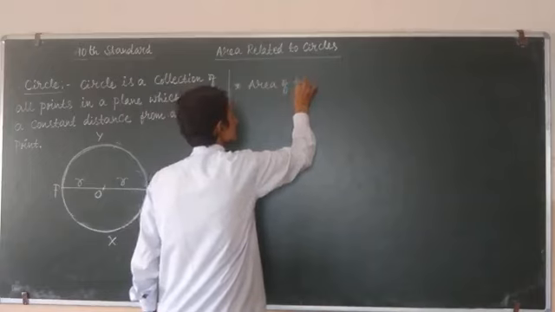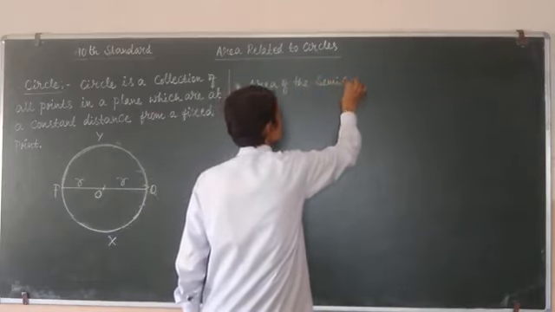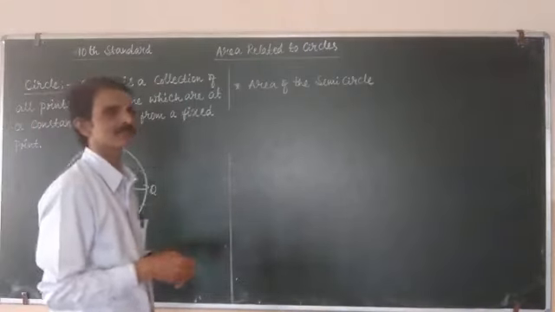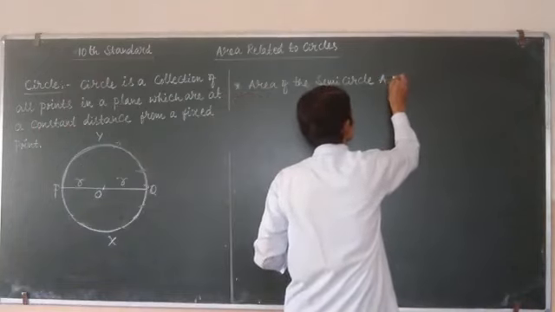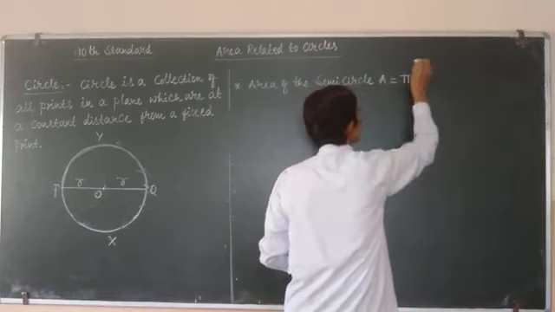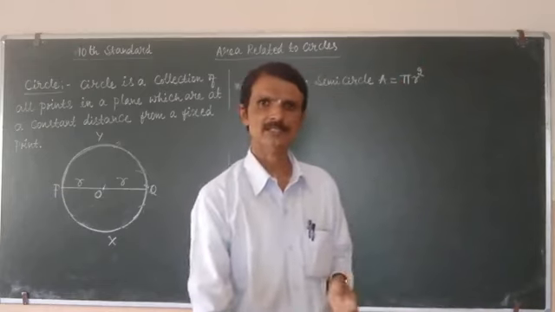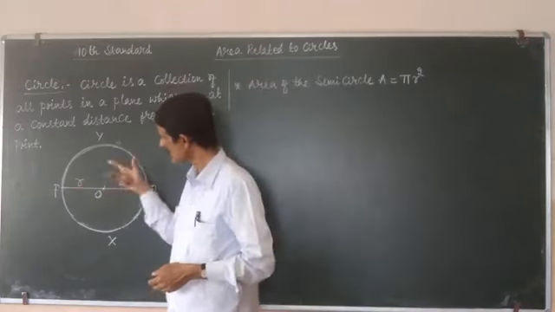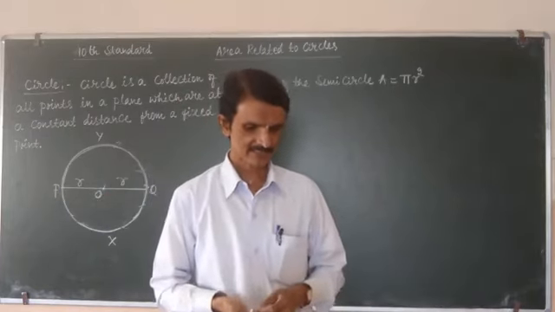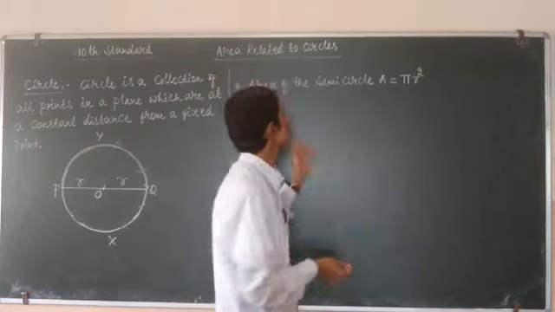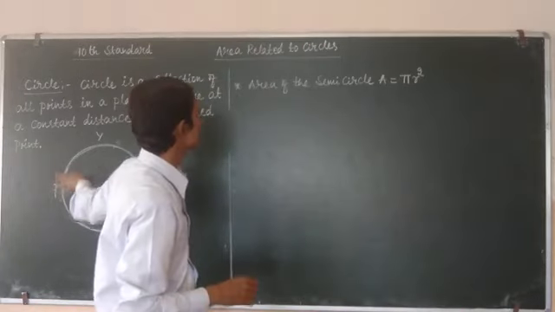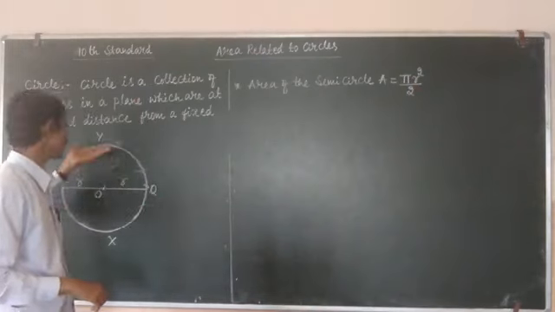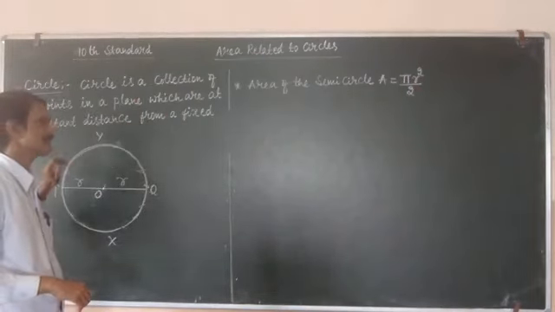Area of the semicircle. You know that the area of the circle is pi r square. There are two formulas to find the area of the semicircle. If the diameter is taken as a part of the circle, the circle is divided into two parts. Therefore the area of the semicircle is pi r square by 2.